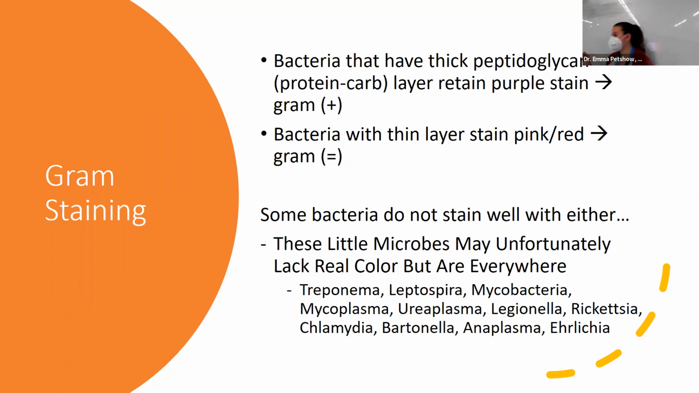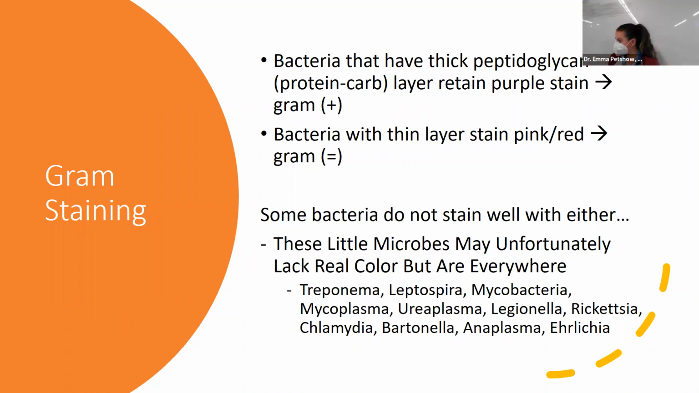Bacteria that have a thin layer, without as much of a thick peptidoglycan layer, have a thinner membrane. They're not going to retain the purple stain. They're going to retain pink or red stain, and they're gram-negative. So purple is positive, red is negative. Purple: thick outer cell wall, you're going to take up stain. Red: thin outer cell wall, less likely to take up stain.